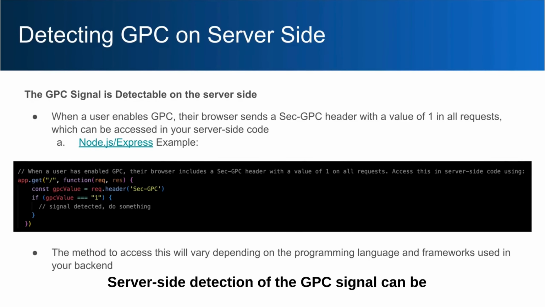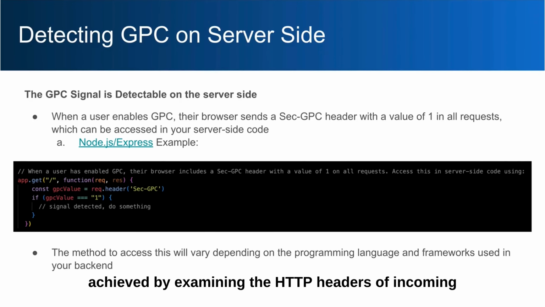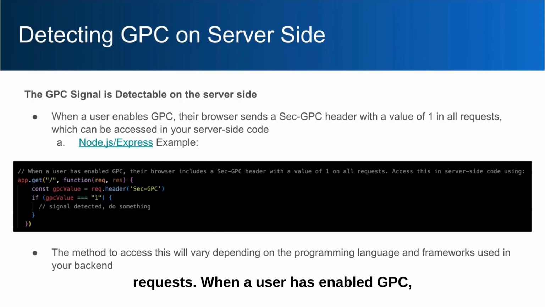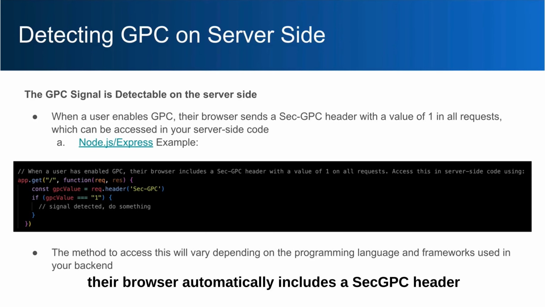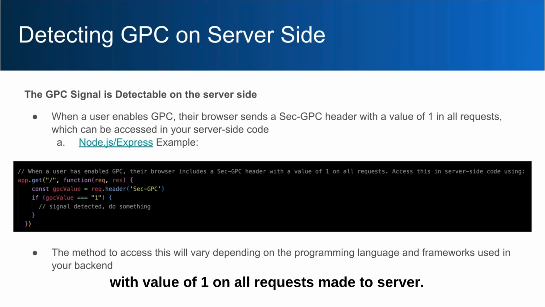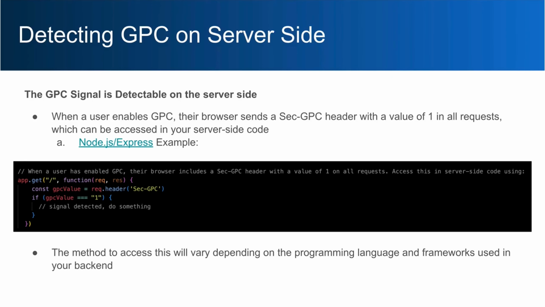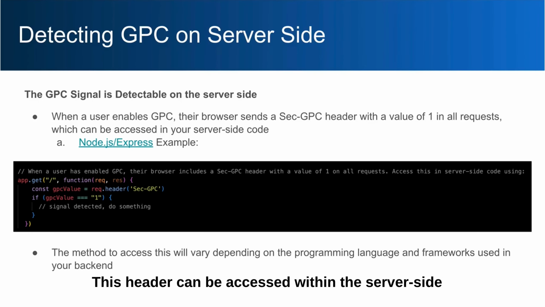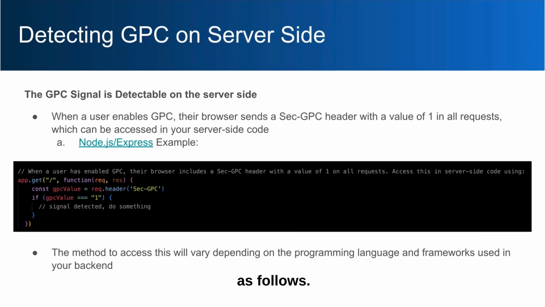Server-side detection of the GPC signal can be achieved by examining the HTTP headers of incoming requests. When a user has enabled GPC, their browser automatically includes a Sec-GPC header with the value of 1 on all requests made to the server. This header can be accessed within the server-side code. For example, in a Node.js environment using the Express framework, this can be implemented as follows.